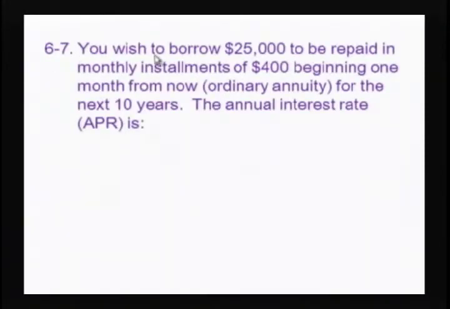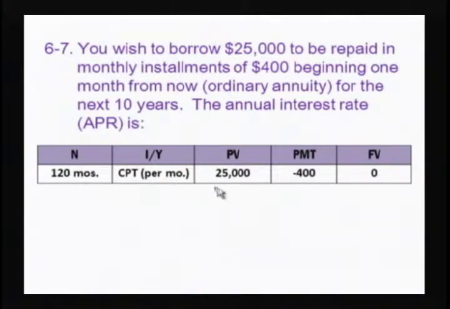Problem 6.7 says you wish to borrow $25,000 to be repaid in monthly installments of $400 beginning 1 month from now. That makes it an ordinary annuity because the first payment is not made today. The first payment is made at the end of the first month, 1 month from now. This will take place over 10 years. You're supposed to calculate the APR, or the annual percentage rate. So with 10 years in monthly payments, that's 120 months.